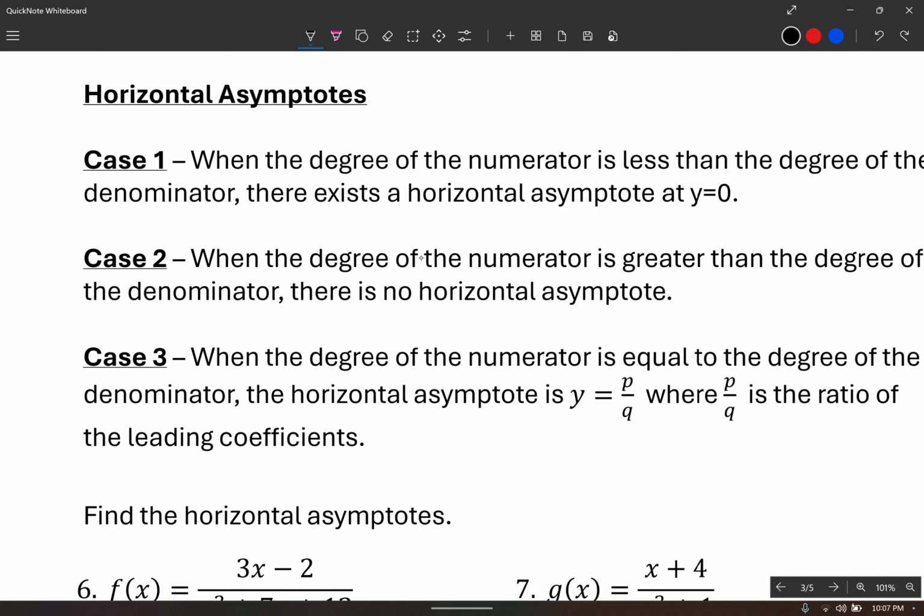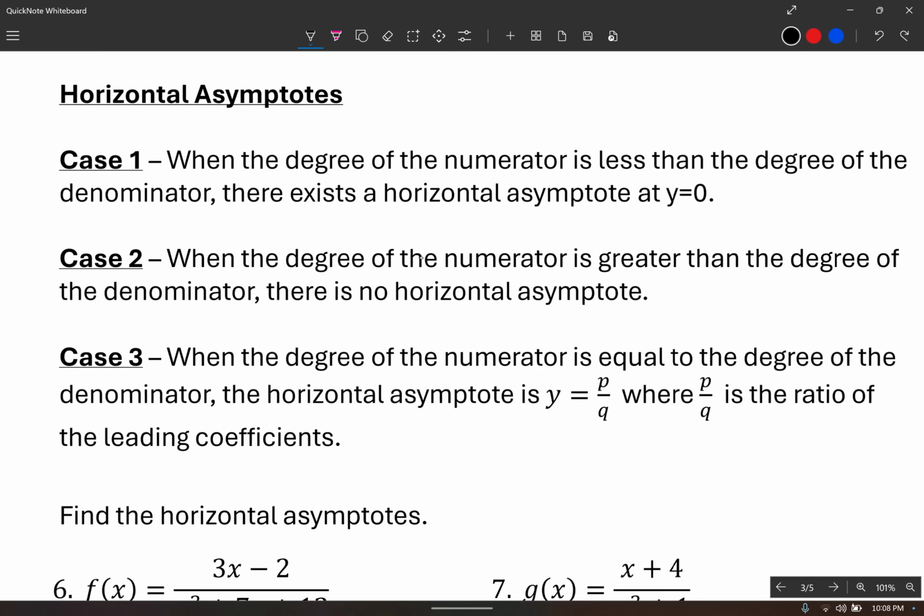Now let's talk about our horizontal asymptotes. So we have 3 cases. When the degree of the numerator is less than the degree of the denominator, there exists a horizontal asymptote at y equals 0. So if we are bottom heavy in the degree area, it's y equals 0.